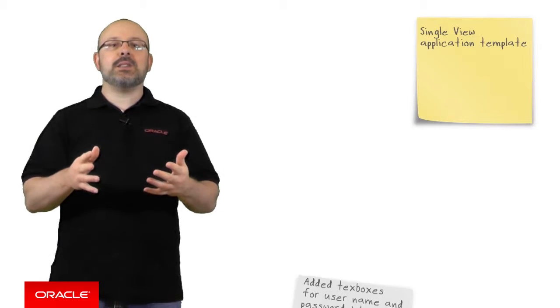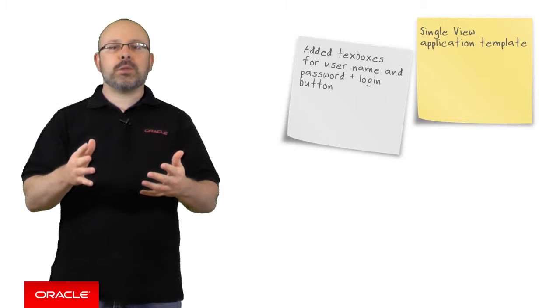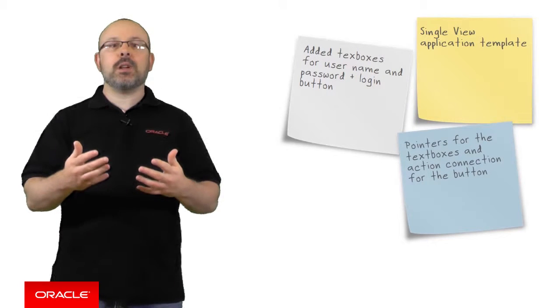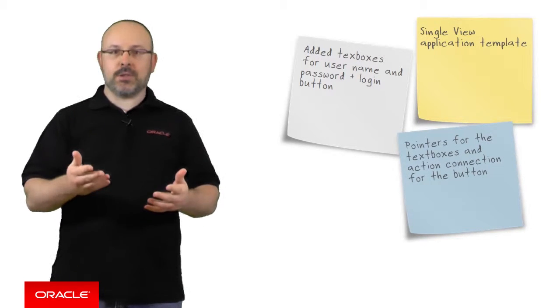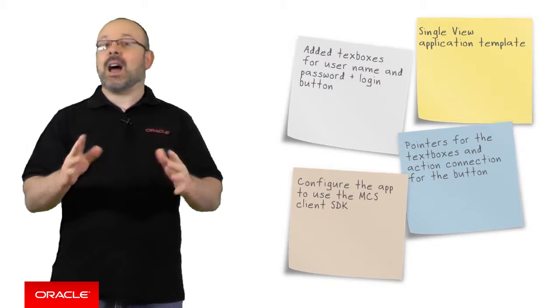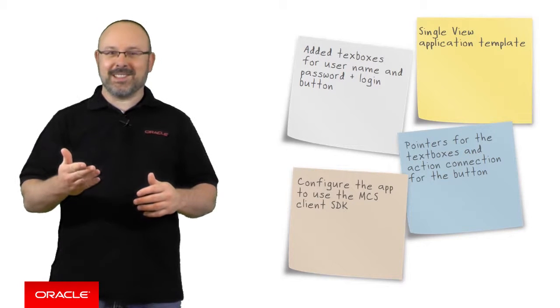For this demo, I will use a brand new app created in Xcode. I selected the single view application template. I added text boxes for the username and password to the only scene in the generated storyboard, as well as a button. I added pointers to those text boxes in the view controller class. In the case of the button, I created an action connection. I also configured the app to use the MCS Client SDK. I'm not showing this here since this has been covered in another episode.